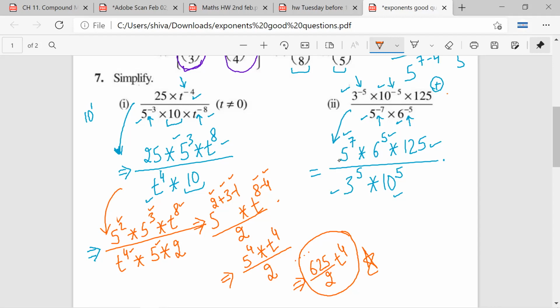What are you suggesting? Can we write it as 5 raised to 2 into 5 raised to 3 into t raised to 8 into t raised to 4 into 10? Okay, either you write this as 5 square into 5 cube into t raised to 8 into t raised to minus 4 into 10 raised to minus 1. This would be minus 4. Samay, have you understood? Okay, yeah.